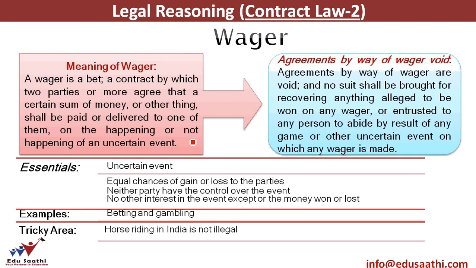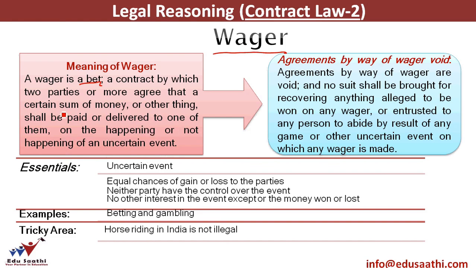Next concept is wager. It is very important to differentiate between the concept of wager and contingent contract. Let's understand what wager is, then we will understand how wager is different from contingent contract. Wager is a bet, a contract by which two or more parties agree that a certain sum of money or other thing shall be paid or delivered to one of them on the happening or non-happening of a certain event.